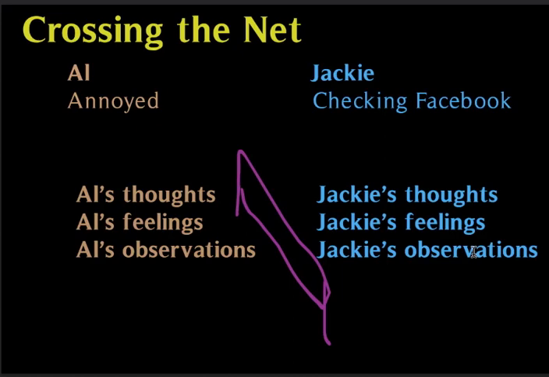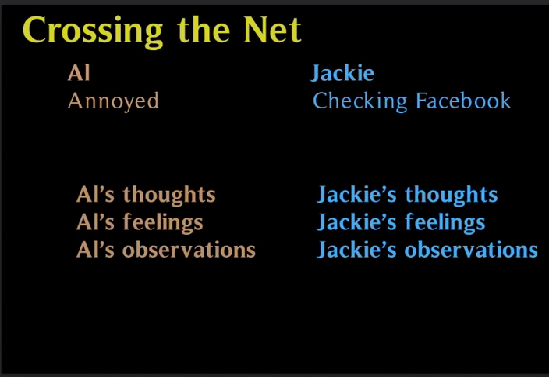What is crossing the net? Well, crossing the net is when Al assumes Jackie's thoughts, feelings, or observations, because Al doesn't know what Jackie's actually thinking, but if Al crosses the net and assumes what Jackie is thinking, that's where a problem occurs. Similarly, if Jackie assumes what Al is thinking or feeling, that's where Al might get defensive, or Jackie is crossing the net.